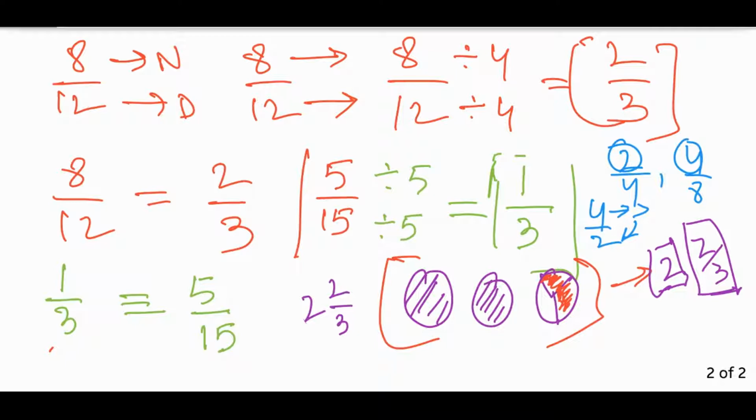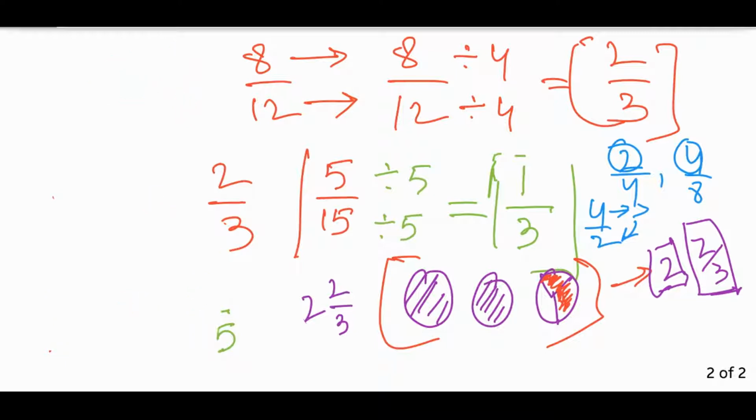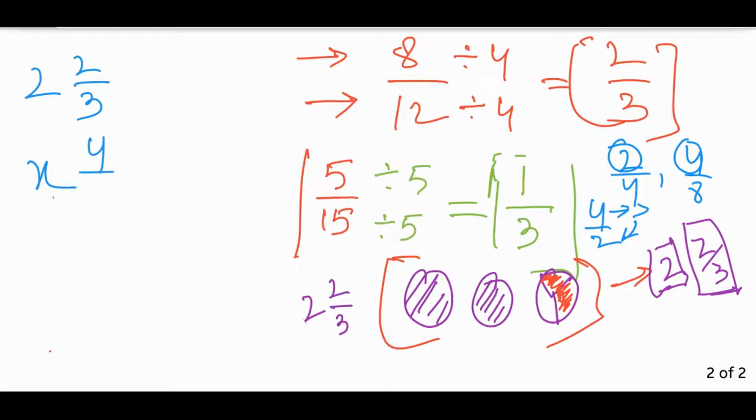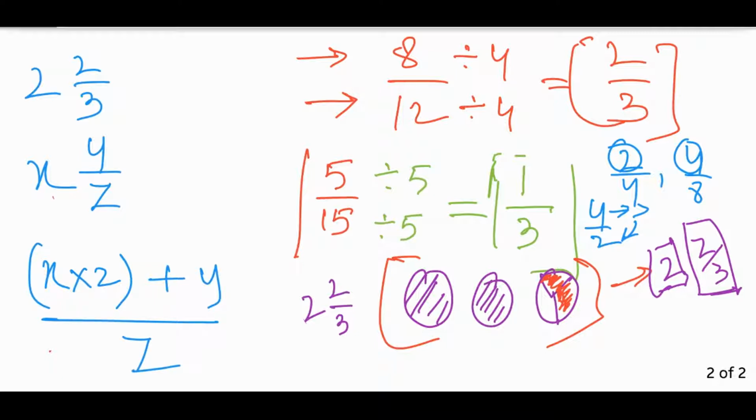So how to convert this mixed fraction into an improper fraction? Let me rub a few of these. Just rub this side. Now to convert the mixed fraction into an improper fraction, let me write it in variable form, x y by z. So what we do is x into z plus y. The whole value we get would be on top of z.